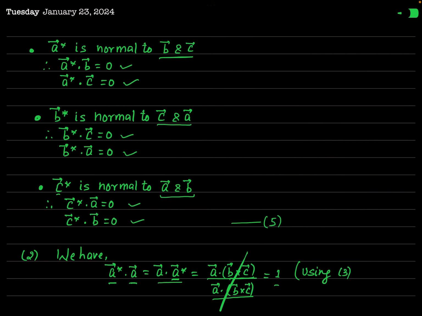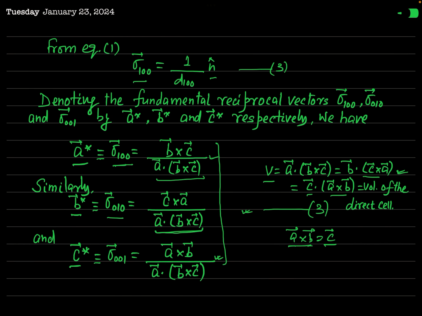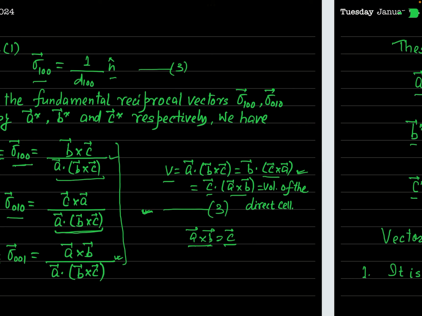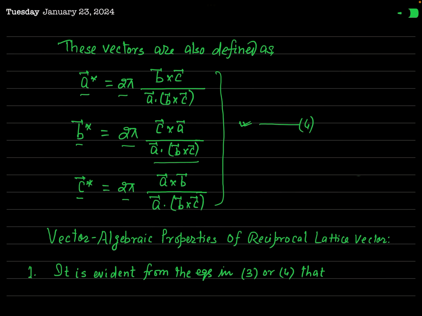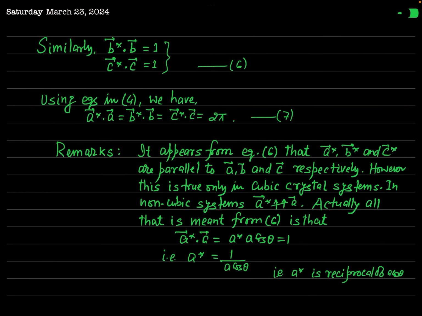In the derivation of these results, I have used the definition of the primitive translation vectors given in equation 3. But you also know that these primitive translation vectors may be defined as I have defined them in equation 4. So when we use the definition containing the factor 2 pi, the result will be A star dot A equal to B star dot B, equal to C star dot C, and that will be equal to 2 pi, not 1.